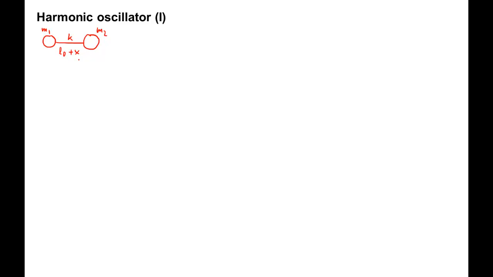Recall that the oscillator frequency for such a system is omega equals the square root of k over mu, with a reduced mass mu equal to m1 times m2 divided by m1 plus m2. The potential energy function for this harmonic oscillator is a function of the displacement x. V of x equals 1/2 k x squared.